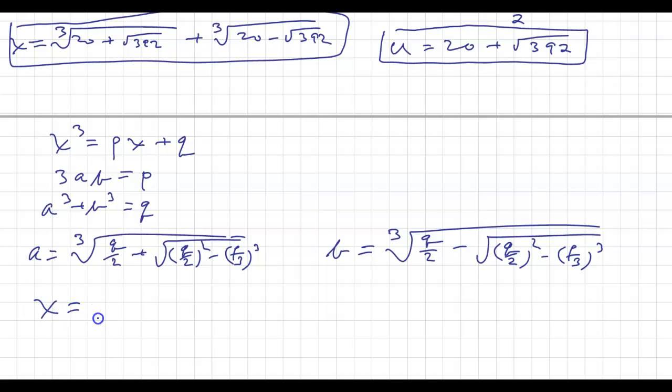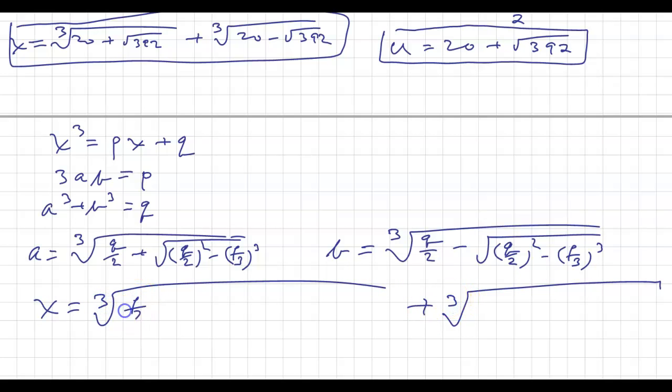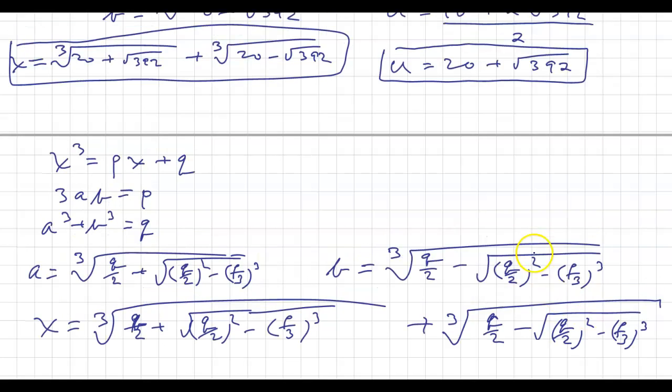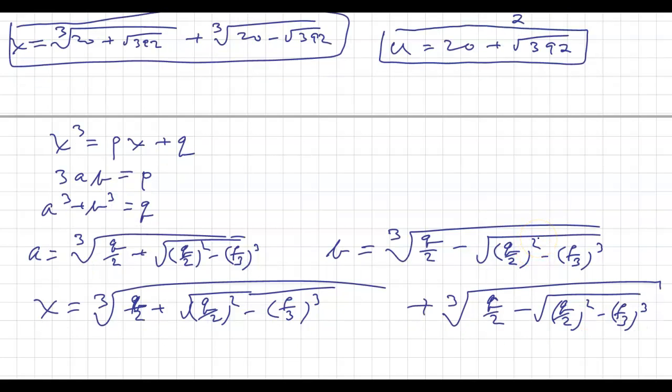And x would be the famous Cardano formula. x equals the cube root of q over 2 plus the square root of q over 2 squared minus p over 3 cubed, plus the cube root of q over 2 minus the square root of q over 2 squared minus p over 3 cubed. So what you have is a formula for doing questions like this.